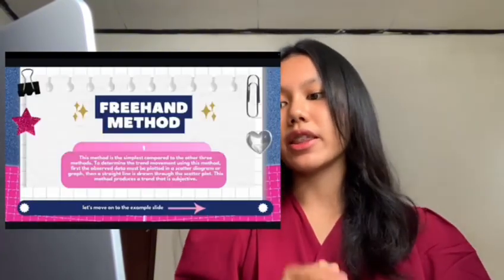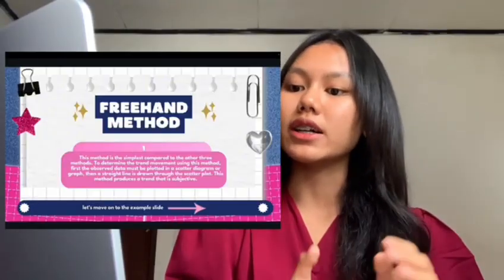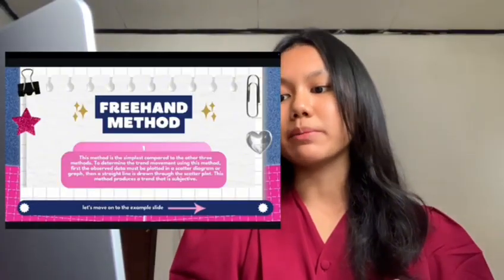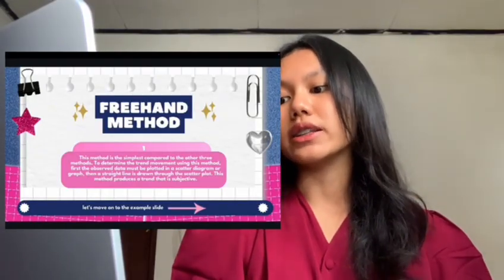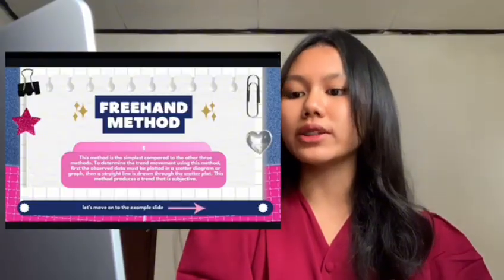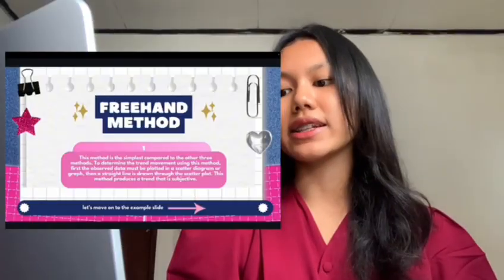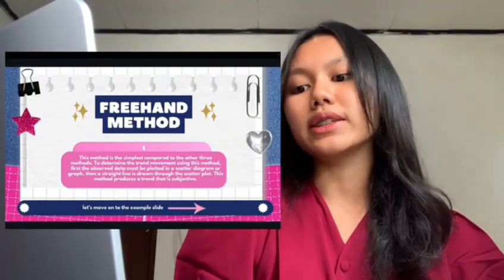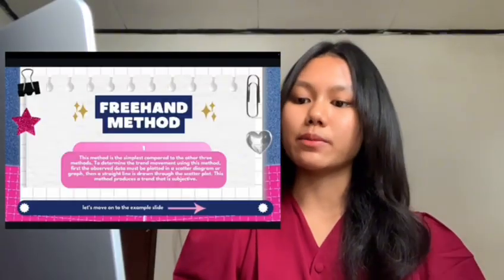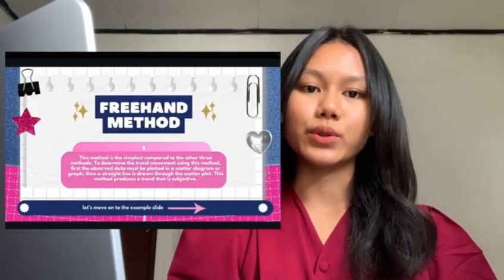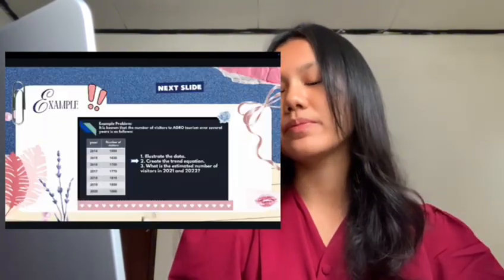So for the freehand method, this method is the simplest compared to the other 3 methods. To determine the trend movement using this method, first, the observed data must be plotted in a sketch diagram or graph. Then a straight line is drawn through the sketch plot. This method produces a trend that is subjective. To make it easier to understand, let's move on to the example slide.